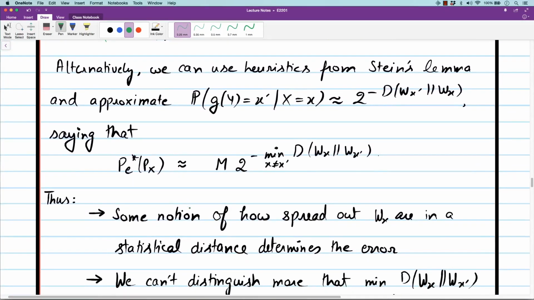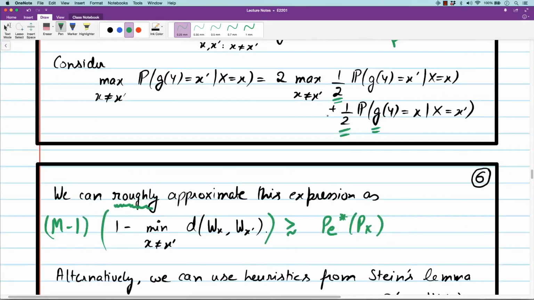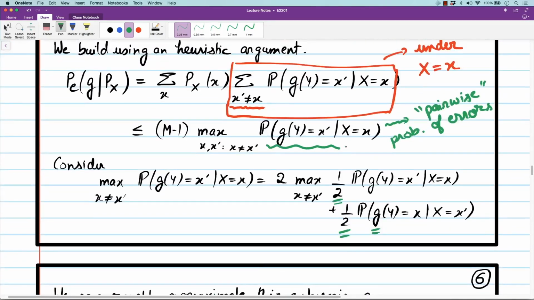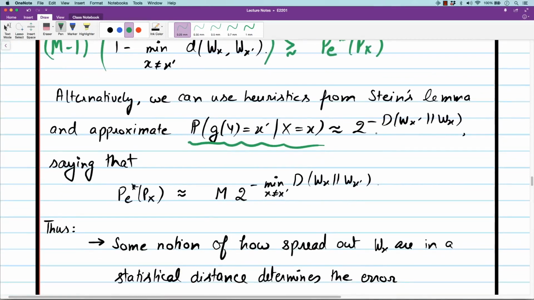Alternatively, we can use heuristics from Stein's lemma and approximate this error which came about here, right? This error here, we can approximate by 2 to the power minus divergence between wx prime and wx. By the way, how can we put divergence here? There was some other more elaborate form, large probability upper bounds on the log likelihood ratio. Well, we are just using the expected value of that random variable as a proxy for its large probability upper bound. So that's divergence. This is some approximate view of Stein's lemma, that this error is approximately 2 to the power minus divergence between wx prime and wx.